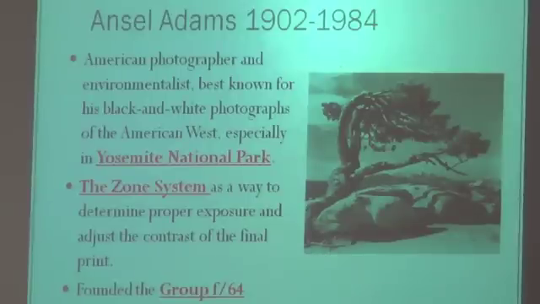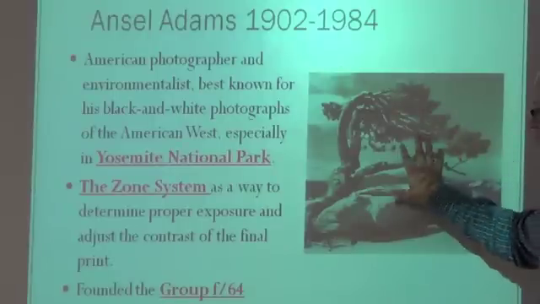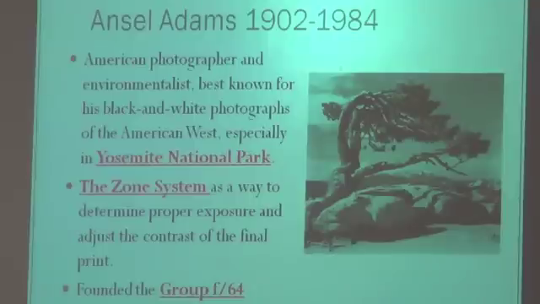Yeah, F64 is a small aperture setting on a large format camera. Right? You have these lenses, and it gets smaller, so it narrows the light coming in. So you have a certain exposure of light when you take a black and white photo. And this became a whole movement in America. There are a lot of famous American photographers now that will emerge because of this.